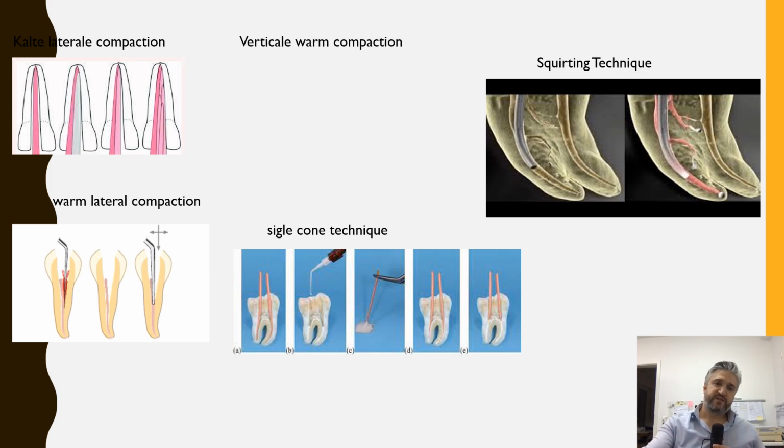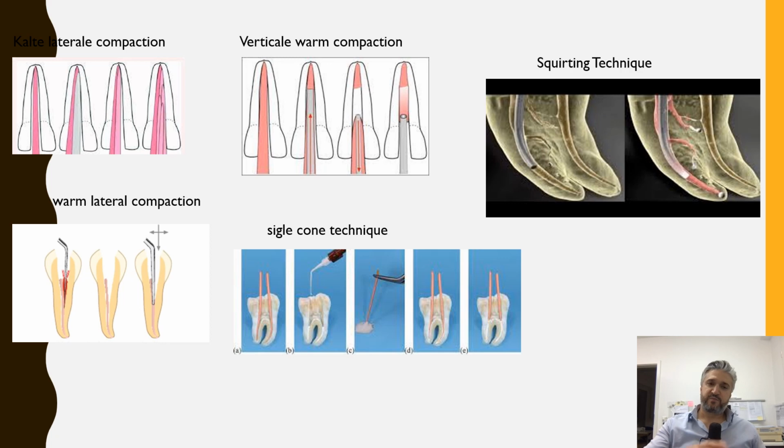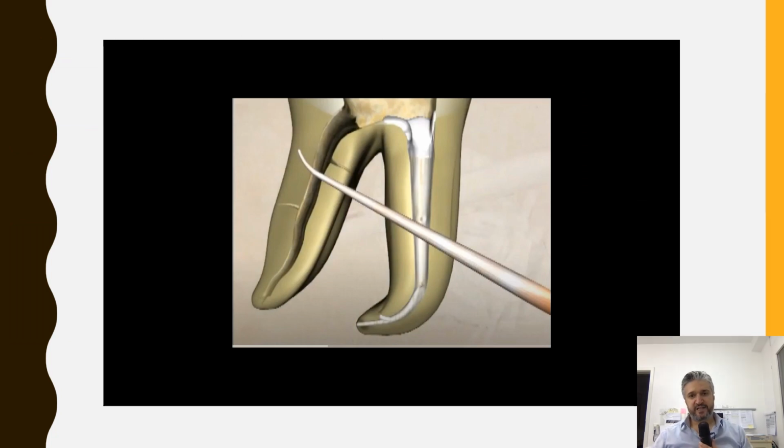I like personally the vertical warm compaction. There are many different techniques. We are going to talk about these techniques. I'll show you a video. We have the shoulder technique, we have the continuous wave technique, and some modification of both of them. So in this slide I will show you different warm vertical compaction techniques using heated device, plugger, and warm gutta percha fill device. This video has been trimmed, sped up, and edited from the homepage of VDW.